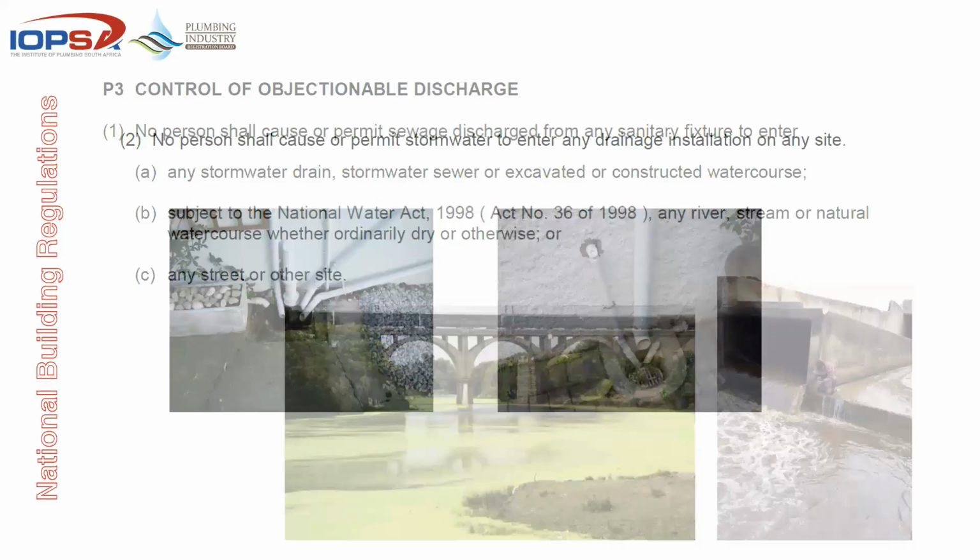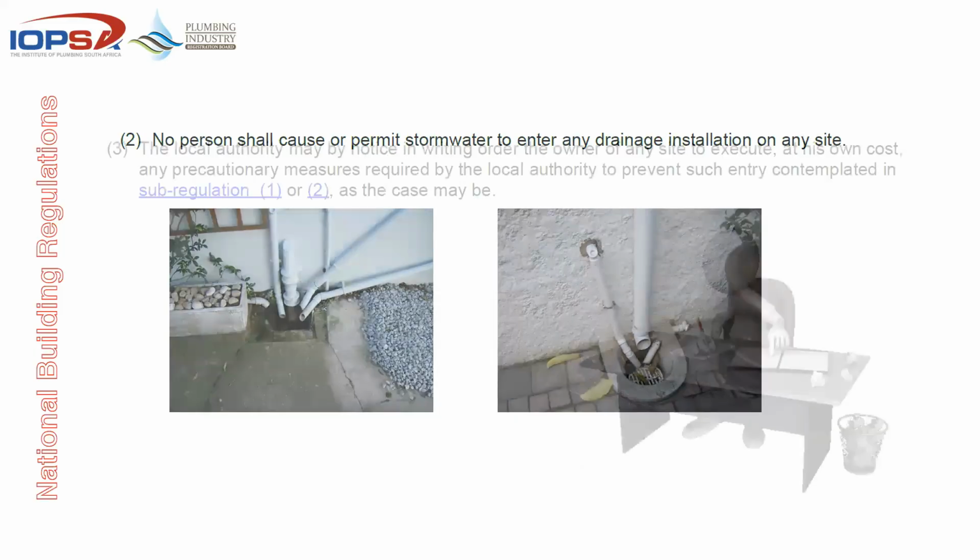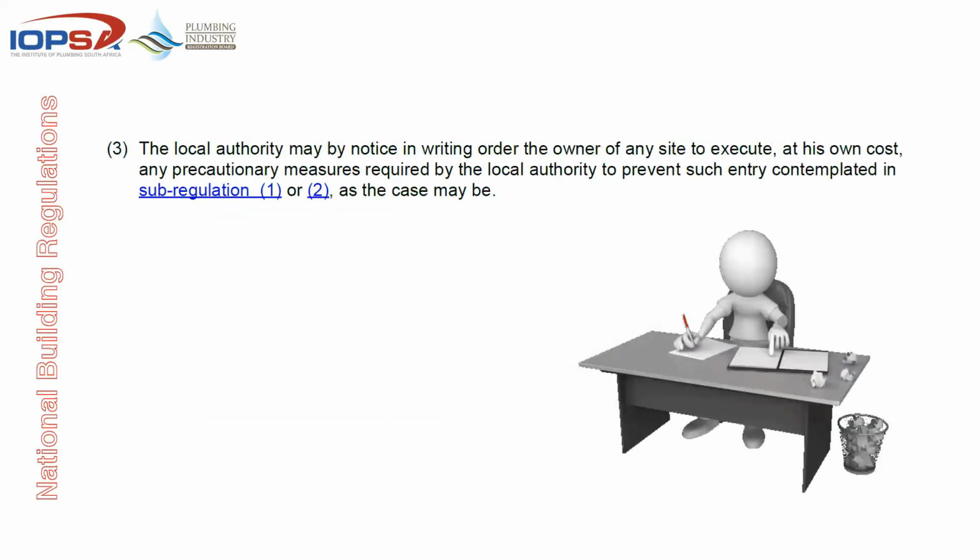Then the next bit we're getting to says no person shall cause or permit stormwater to enter any drainage installation on any site, whether it be yours, whether it be the neighbors, whether it be the municipal line. No person shall cause stormwater to enter that line. The local authority may by notice in writing order the owner of any site to execute at his own cost any precautionary measures required by the local authority to prevent such an entry contemplated in sub-regulation 1 or 2. In other words, no sewage into rainwater and no rainwater into sewage.